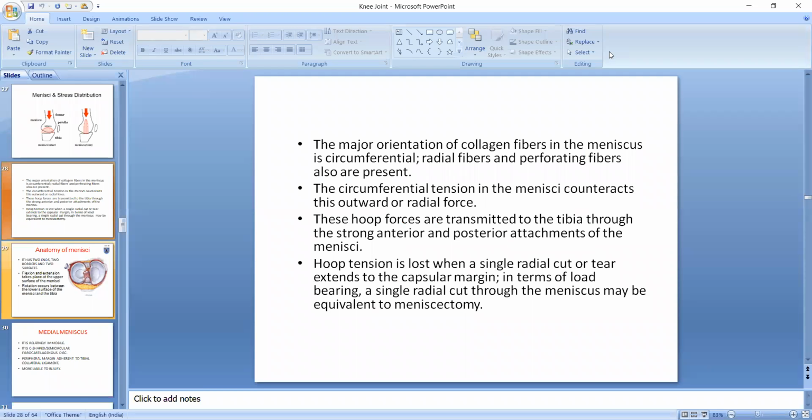The major orientation of collagen fibers in the meniscus is circumferential. Radial fibers and perforating fibers are also present. The circumferential tension in the menisci counteracts this outward or radial force. These hoop forces are transmitted to the tibia through the stronger anterior and posterior attachments of the menisci. Hoop tension is lost when a single radial cut or tear extends to the capsular margin. In terms of load bearing, a single radial cut through the meniscus may be equivalent to meniscectomy.